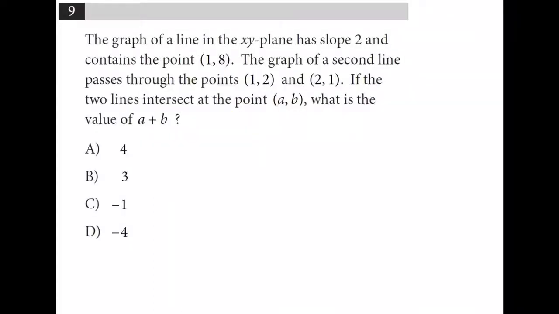Number 9. The graph of a line in the xy plane has slope 2 and contains the point 1, 8. The graph of a second line passes through the points 1, 2 and 2, 1. If the two lines intersect at the point AB, what is the value of A plus B?